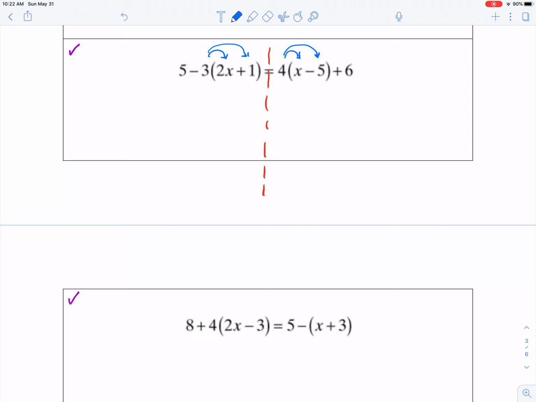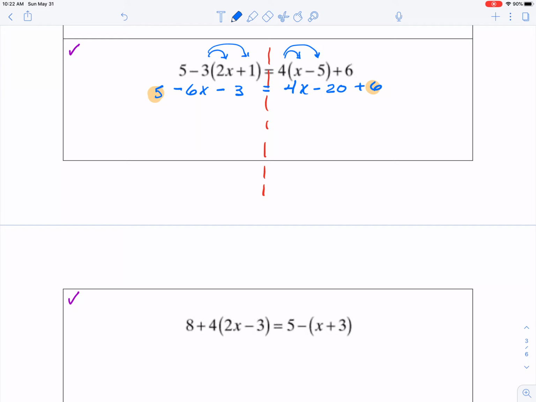So you're going to see me first off just writing down the 5 and then distributing the 3 into the parentheses. Same thing here, distributing the 4 into the parentheses. Notice nothing happens to the 5. It just sits out there in front, and nothing happens to the 6. It just trails out there on the end. All right, so now I have some work to do.